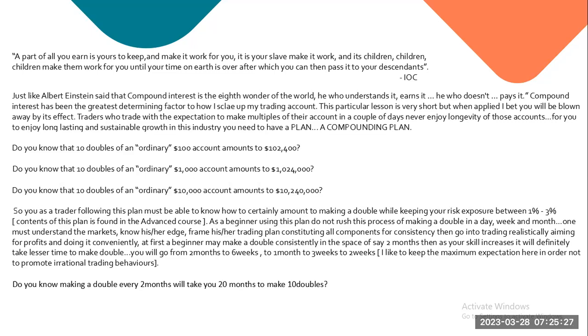So I said that, do you know making a double every 2 months will take you 20 months to make 10 doubles? So I am relating what this is doing with what I put here. This is the compounding plan. So to make 10 doubles, how do you make that consistently and conveniently within an amount of time? So I am bringing the time factor now.